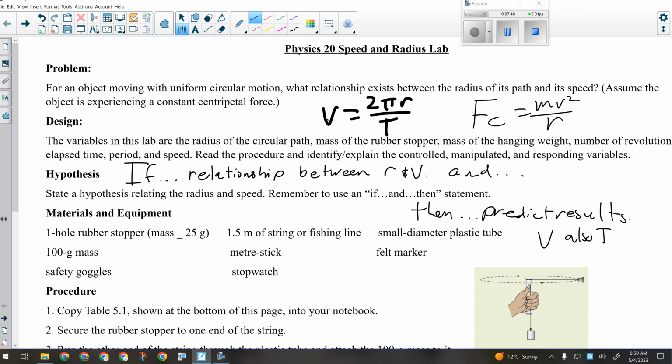People get a little chicken, and they start doing this. Is that a horizontal circle? That's a vertical circle. Is the speed constant there? No, it's not. So we've got to make sure we're doing it like this, and get it to that mark and hold it there, hold it there, hold it there, while your partners are counting the revolutions and timing.